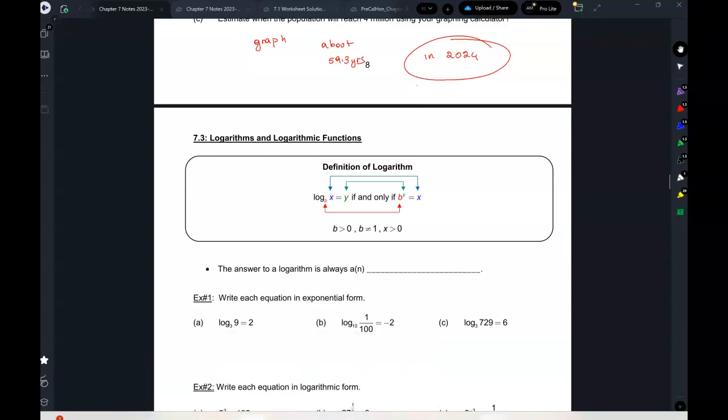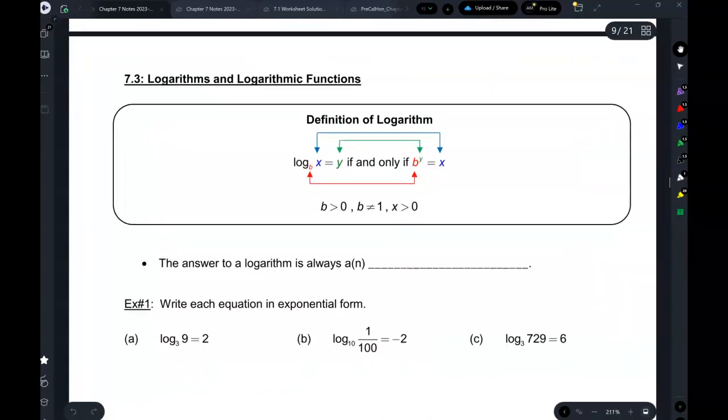So we're going to start with logarithms today. And you guys haven't heard that word before, right? Logarithm? I don't think so. Okay, fun. All right, so let's talk about what a logarithm is.